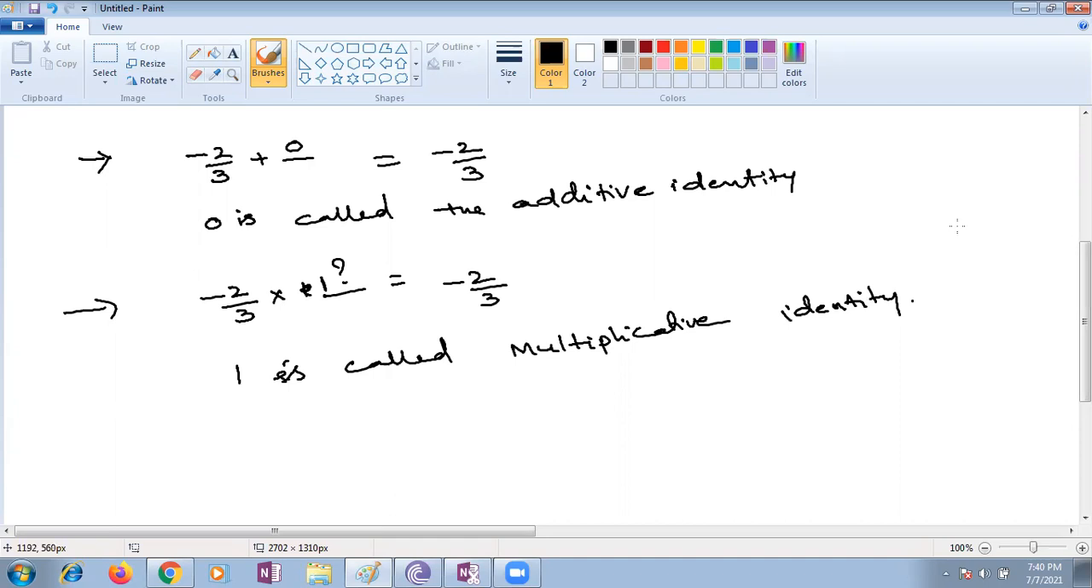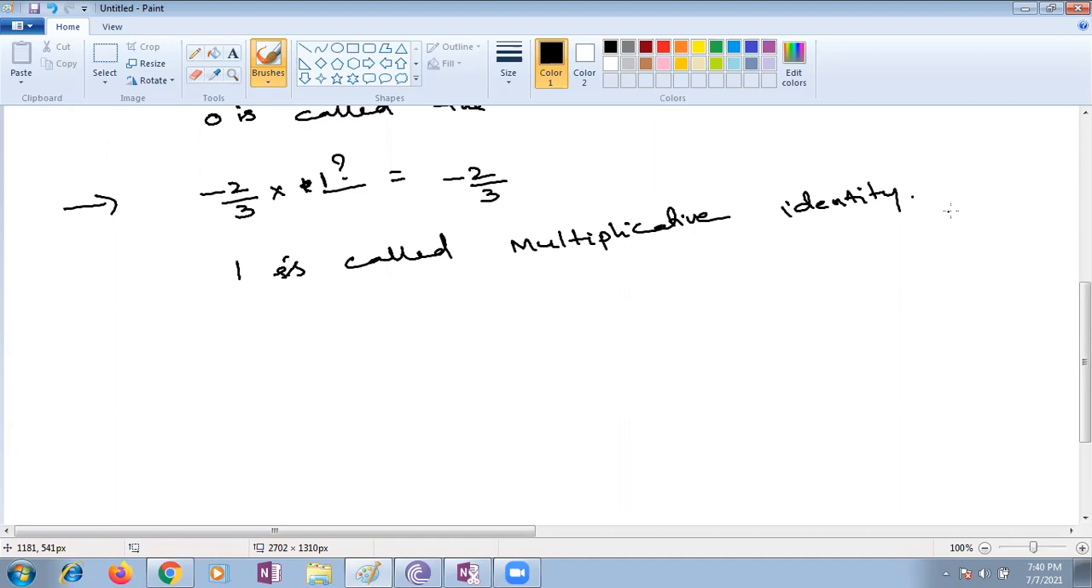Multiplicative identity is 1, additive identity is 0. One more concept: what is the negative of a number? If you take any rational number, what is the negative of that number, children? Additive inverse. Very good, Vishnu. If you take the negative of a number, it is always the additive inverse.